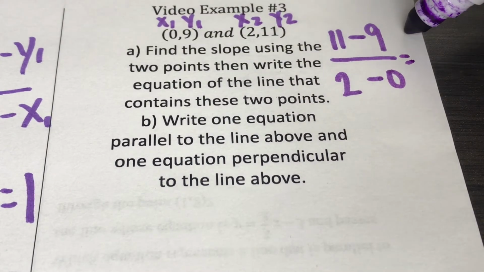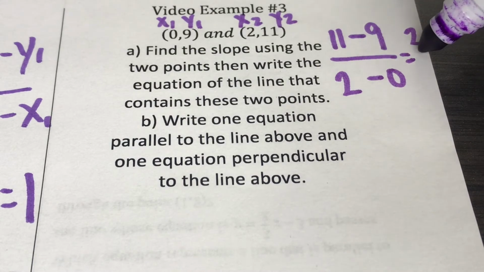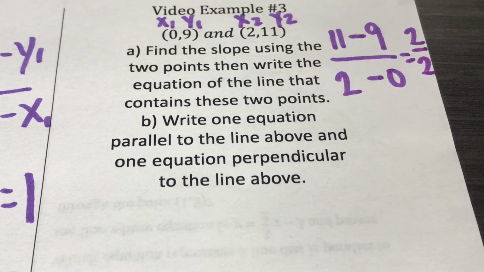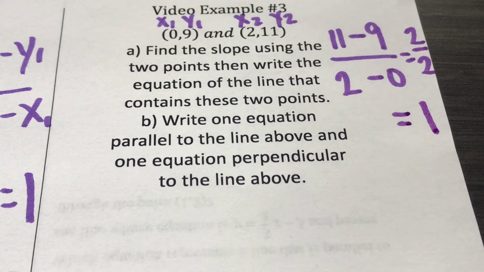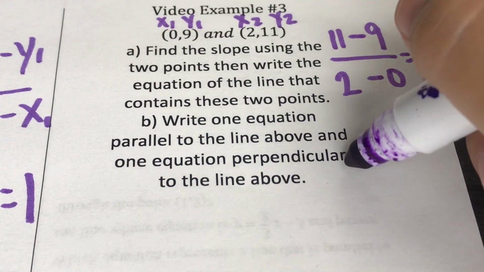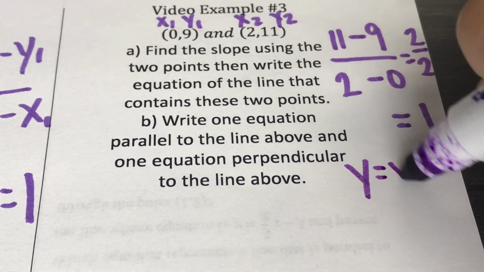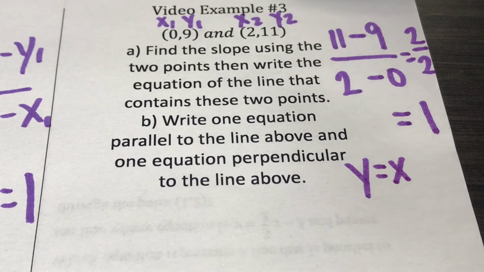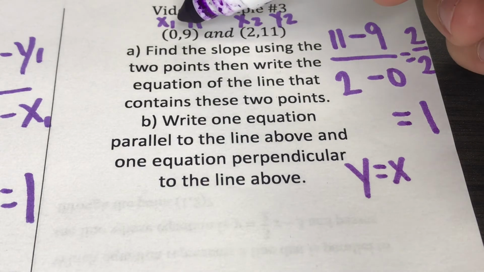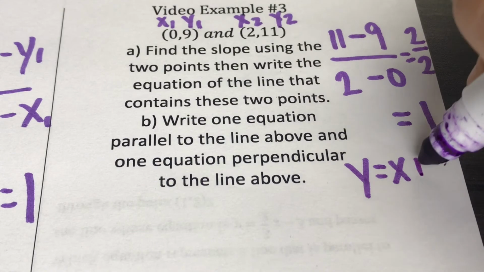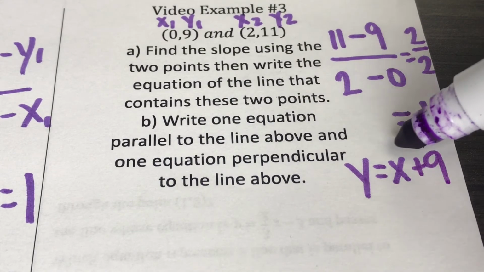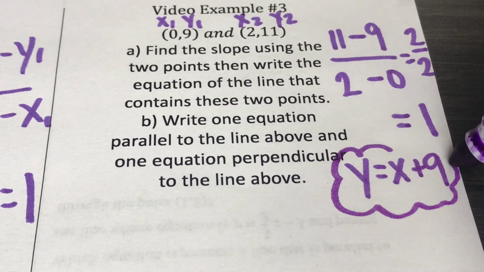11 minus 9 will give you 2. 2 minus 0 gives you 2. And again, 2 divided by 2 is equal to 1. So again, we have a nice easy slope, which is 1. So I'll write y equals x. Now, given by the points again, we know our y-intercept is where x is 0. So again, in our first point, x is 0. The y-intercept is plus 9. This is our equation that we are going to be working with.